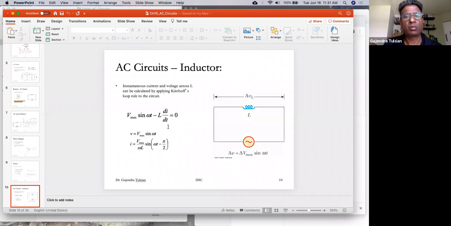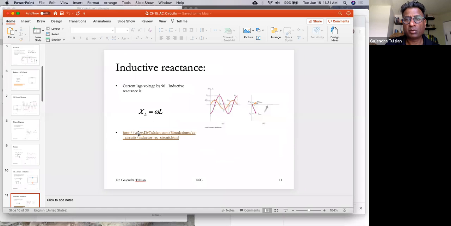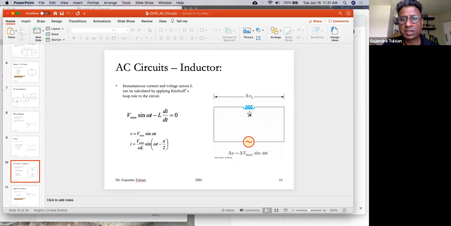Now what we'll do is we'll connect an inductor. So we're keeping things simple. We started off by connecting just a pure resistor. Now we'll connect a pure inductor. We have our AC source, and we want to see how this inductor behaves when you connect it to an AC source.